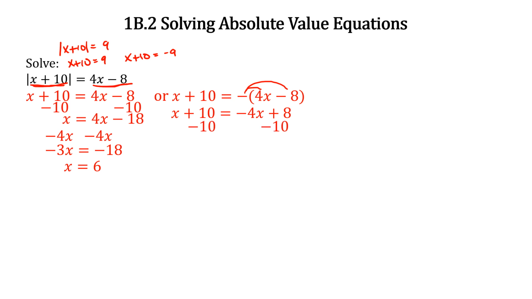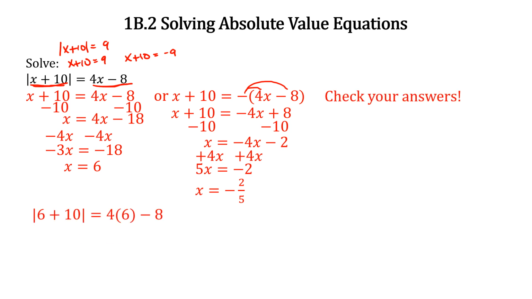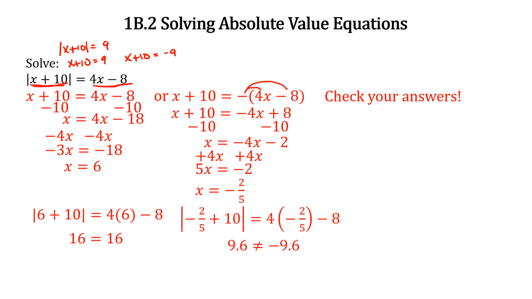And then I'm going to go through the same process. So x equals negative 4x plus 2. Now I'm going to add 4x to both sides and get 5x equals negative 2. So x is negative 2 over 5. When you go back and check your answers, negative 2 over 5 doesn't work. You get 9.6 equals negative 9.6, and that's not true. So this one is out. And you're left with just 6. So you can get one of your two answers works and the other one doesn't.